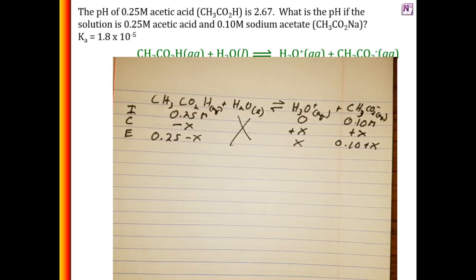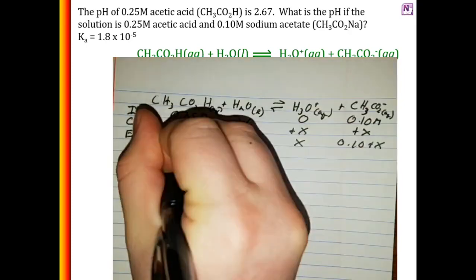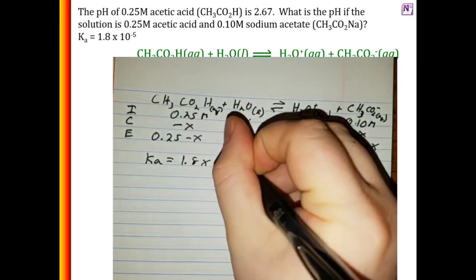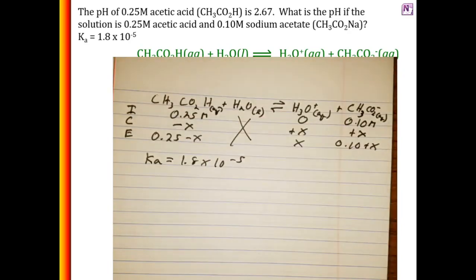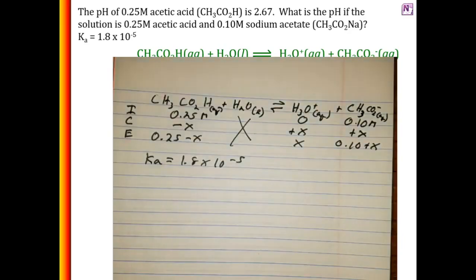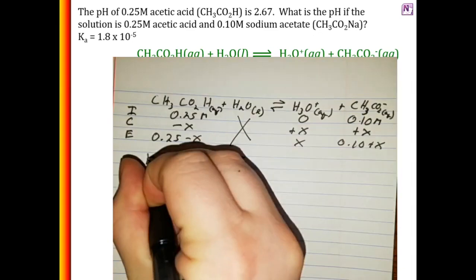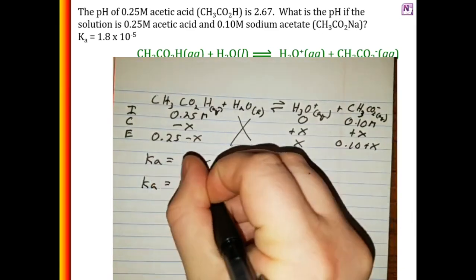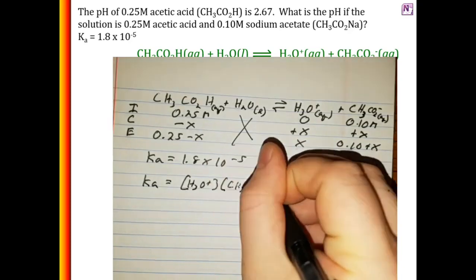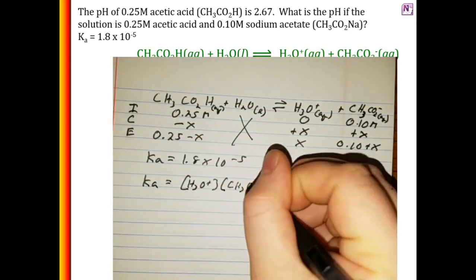Okay, so we can set up our Ka expression. They told us Ka for acetic acid is equal to 1.8 times 10 to the minus 5. You'll get used to that number, you'll see it all over the place. Now we want to set up Ka. Hopefully by now you can set up a Ka, but remember that Ka is equal to the concentration of our products over the concentration of our reactants.